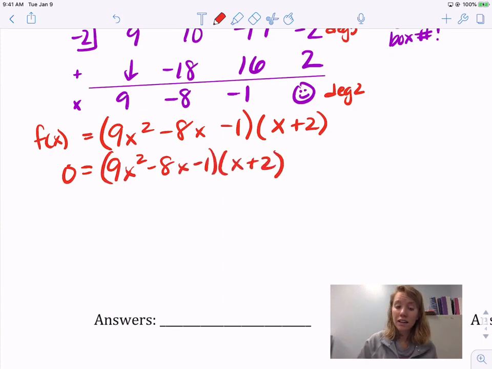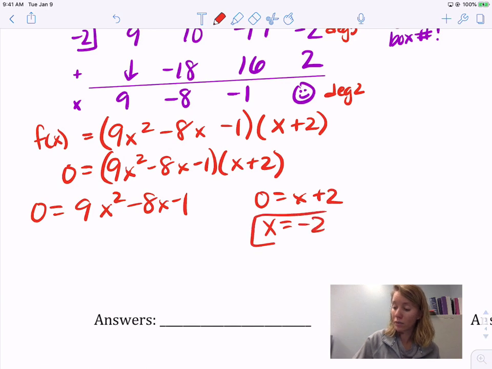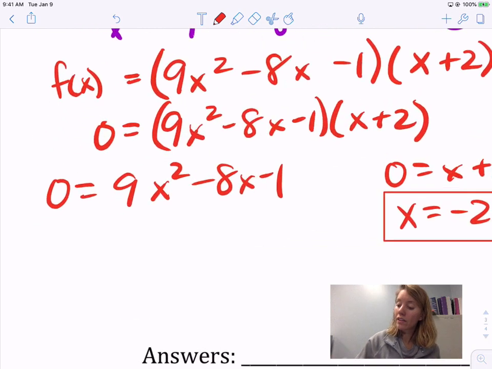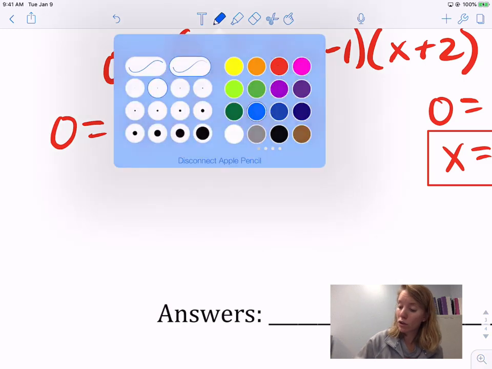Okay. Since I have something set equal to 0, I can set each one equal to 0. And of course, I'm going to get x is equal to negative 2. Okay, we set ourselves up for that one. And then the other one I can solve by factoring. I can solve by quadratic formula. Just as a reminder of quadratic formula, that's what I'll do.